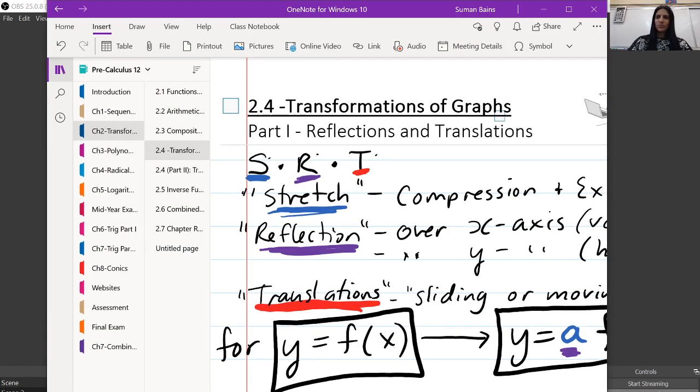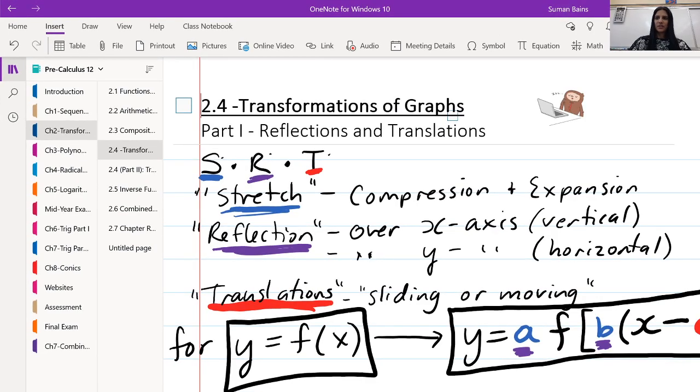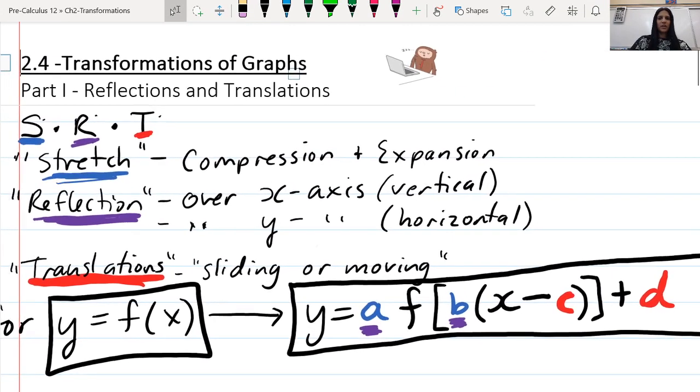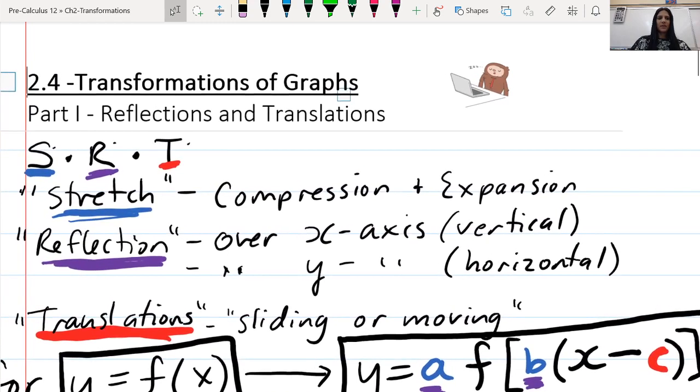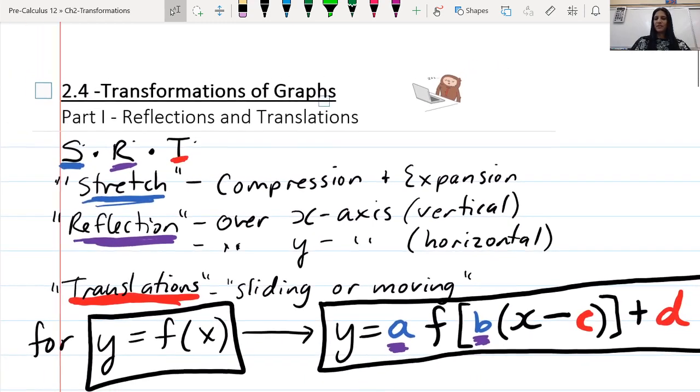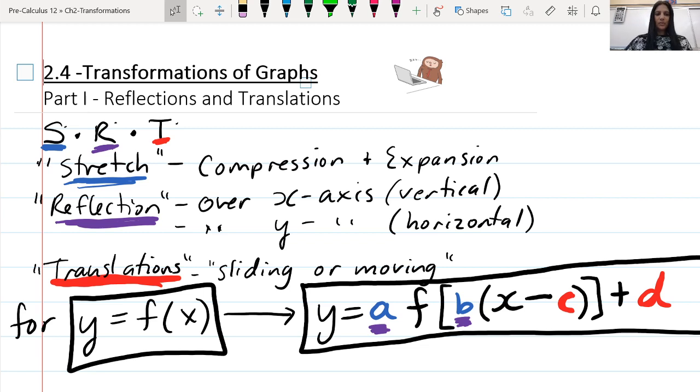Okay, so we are going to look at 2.4 part 1. I've split this up into two different sections, and we'll do the first one in this video, and then I'll do another video for part 2. And basically for this first one, we are going to focus on reflections and translations. Notice here I've written SRT for stretch, reflection, and translation.